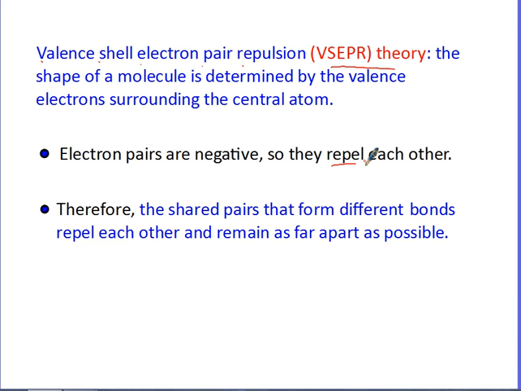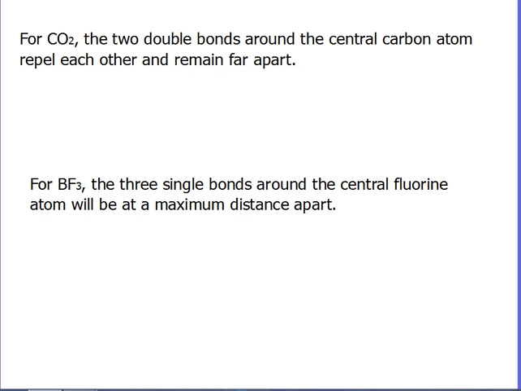Like pushing 2 magnets together that are both the North Pole. They push each other apart. They don't want to be near each other. So shared electrons will be like that. Electron pairs are going to try to repel each other as much as possible. Shared pairs that form different bonds will repel each other and remain as far apart as possible. So that's why they do this.